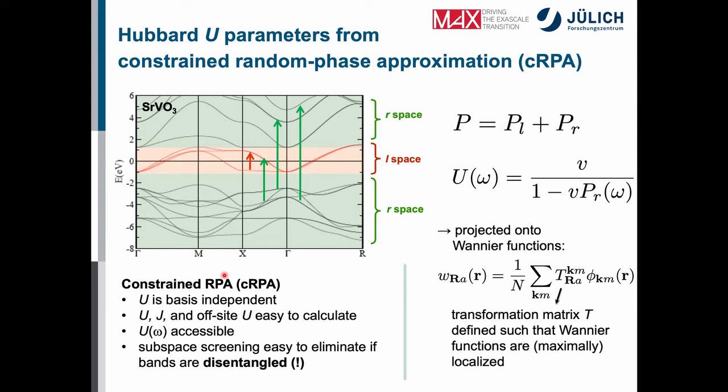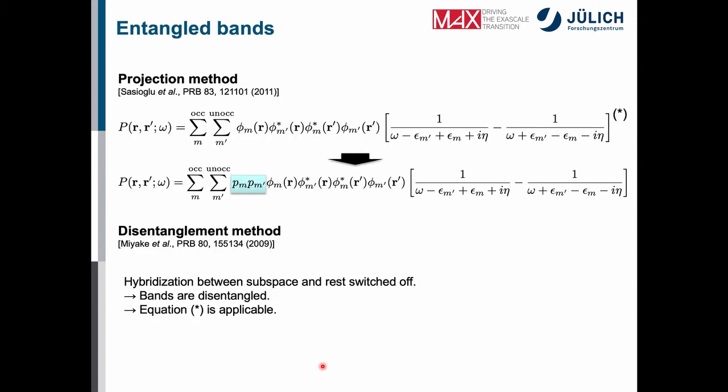I want to talk briefly about the case of entangled bands. In other words, what happens if the bands are not so nicely isolated as in the example of strontium vanadate? For example, in nickel, the d bands are entangled with the s band, which makes it impossible to classify the excitations uniquely. There are two approaches to tackle that problem.